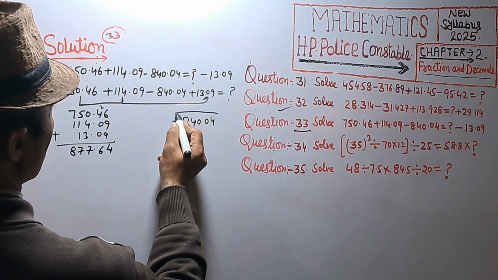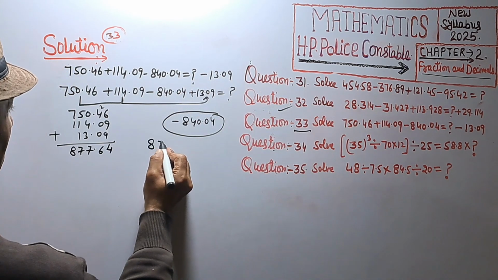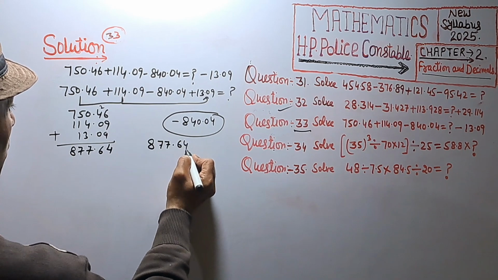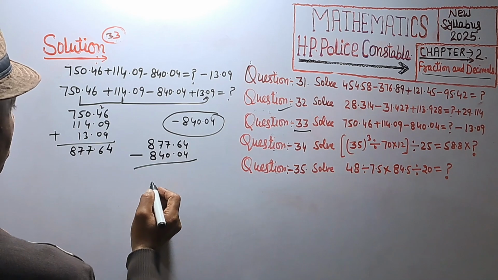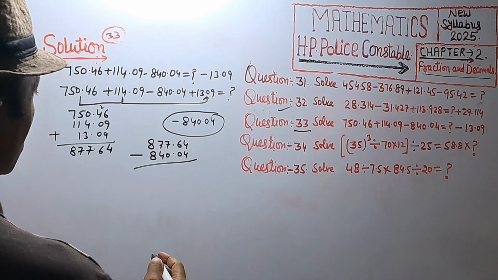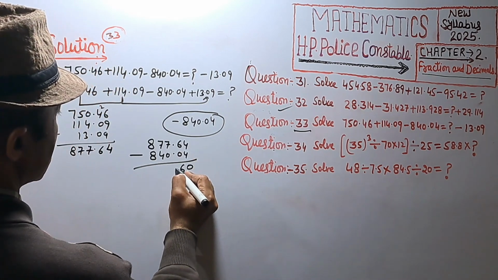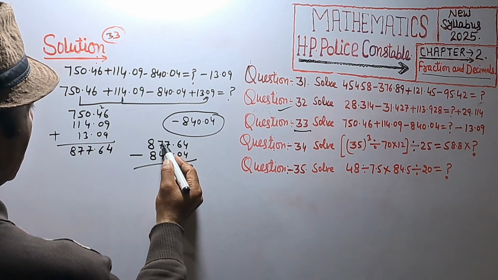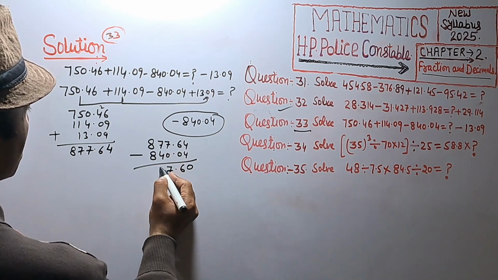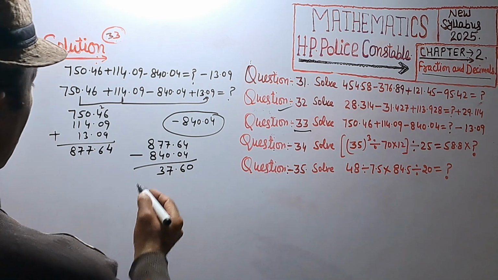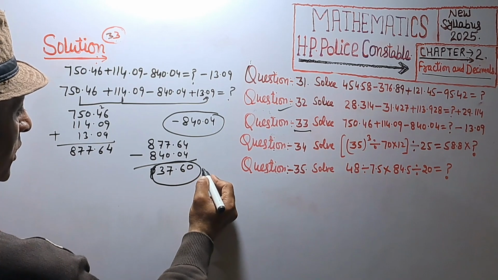840.04. Negative number is only 1, so we are subtracting 877.64 minus 840.04. 4 minus 4, that is equal to 0. 6 as it is, 7 as it is, and 7 minus 4, that is equal to 3. 8 minus 8 is 0. So we get answer is 37.60.